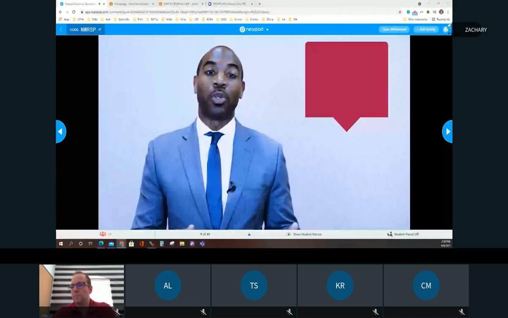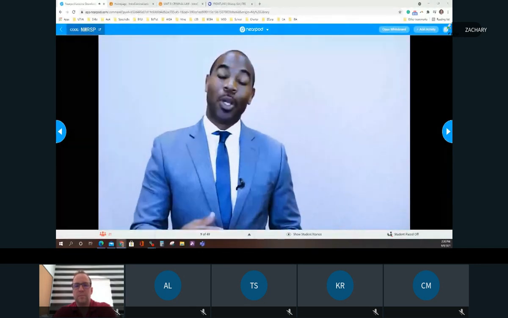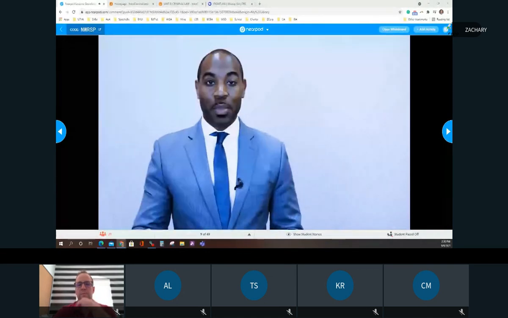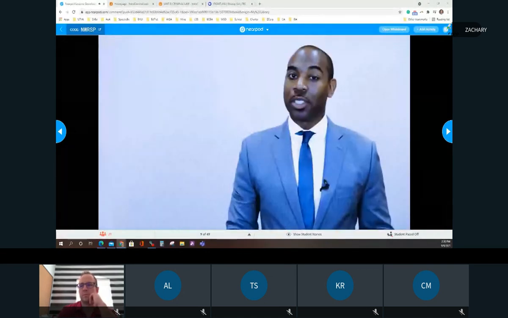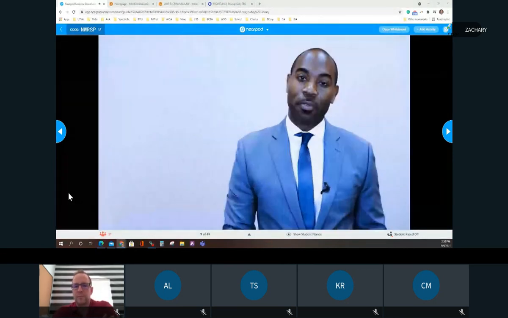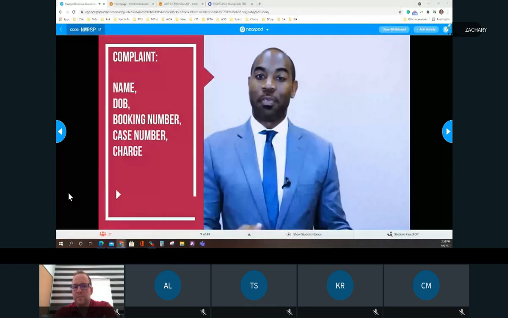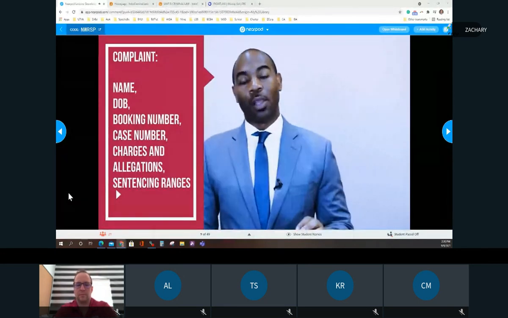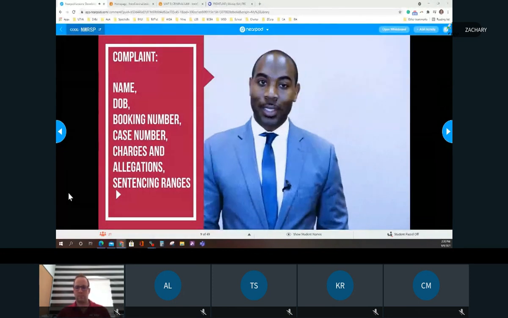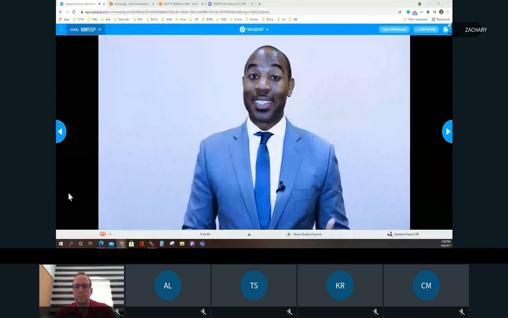And this explains why sometimes people are arrested for a crime but don't actually get charged in court, or why in some cases charges get dismissed after they've been filed. Assuming there's sufficient evidence justifying criminal charges, the next step is the drafting of a document called the complaint. The complaint has the defendant's name, date of birth, and booking number on it, along with a case number. It lists each of the charges and allegations against the defendant, along with the sentencing ranges for each charge. The complaint is then filed in court.